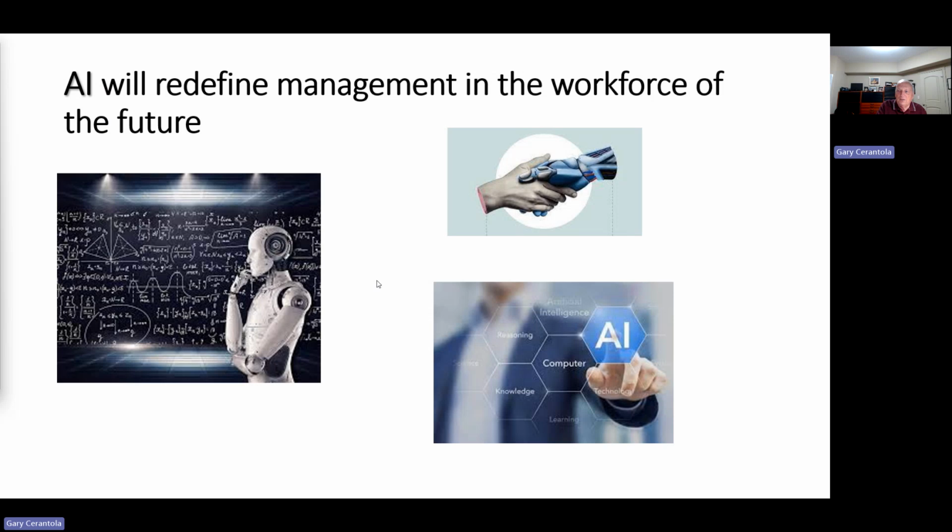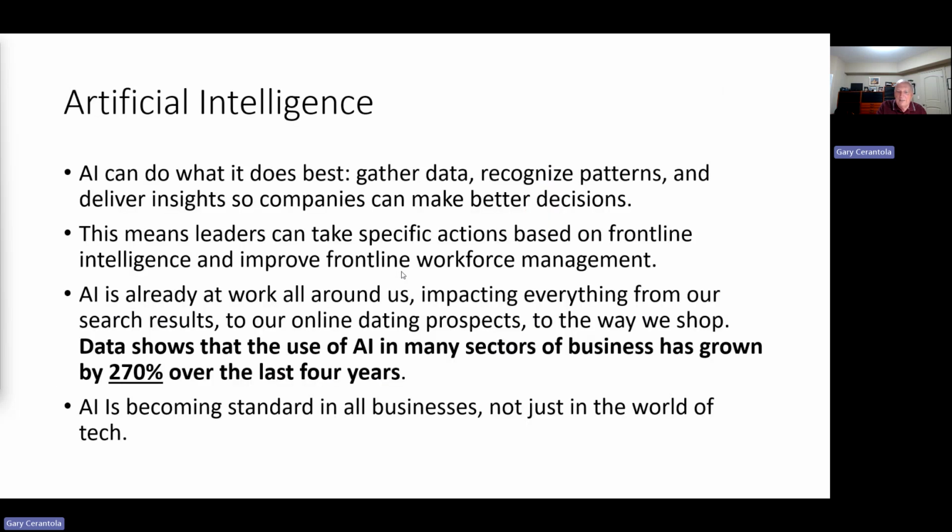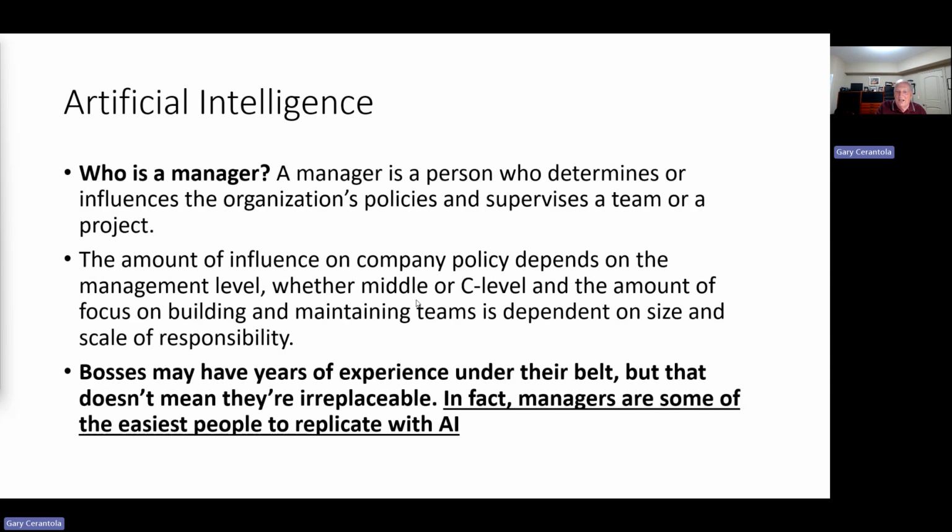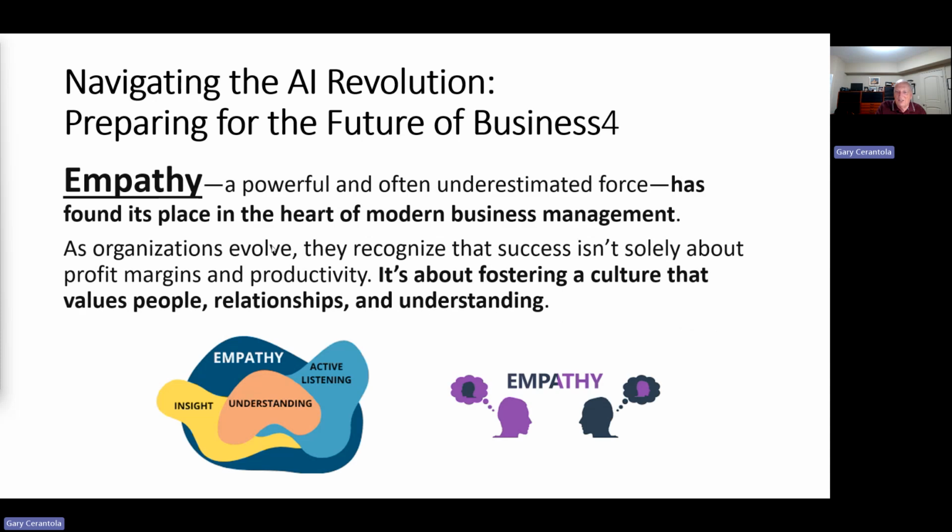So it will redefine the workforce, and it's starting to already. So we know that. The data shows, look at this, just in the last 4 years, AI has grown by 270% in applications. It's just crazy. So here are some more statistics to show that.